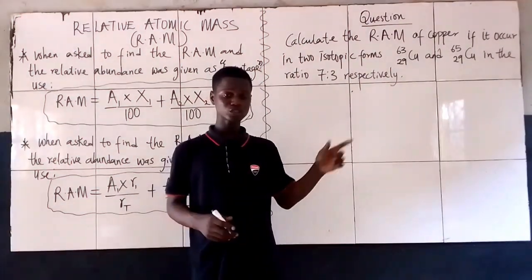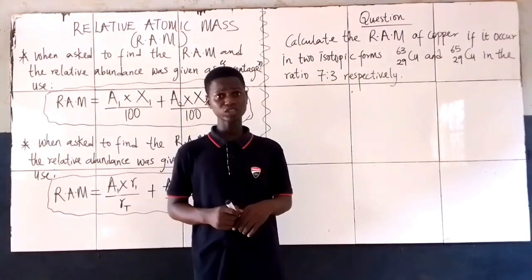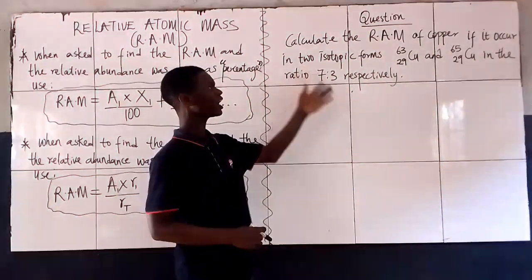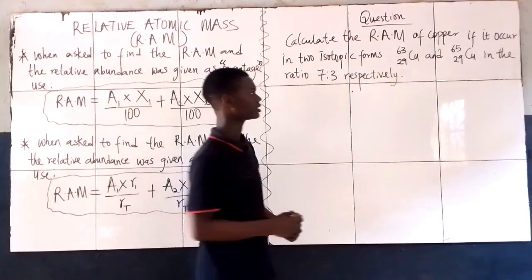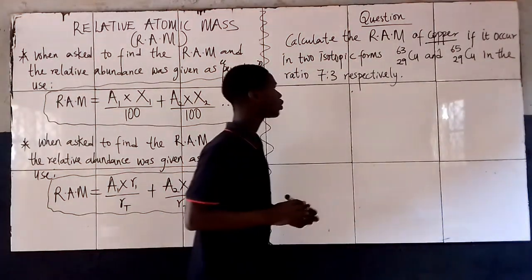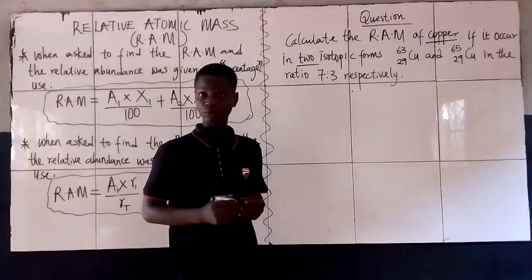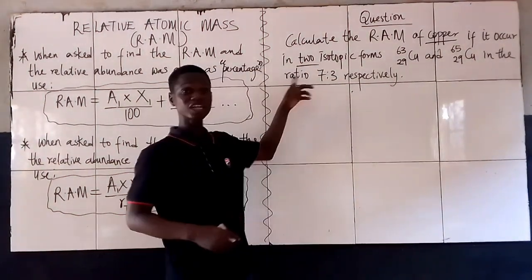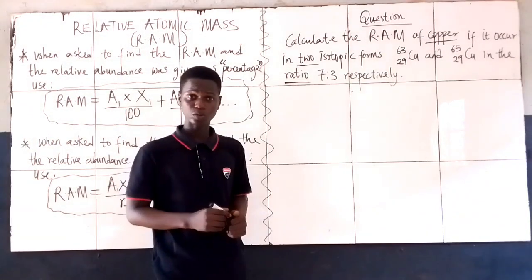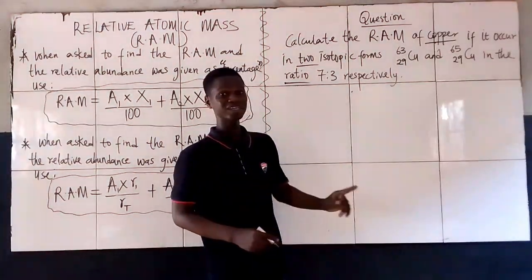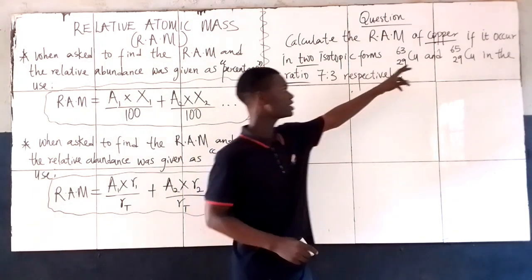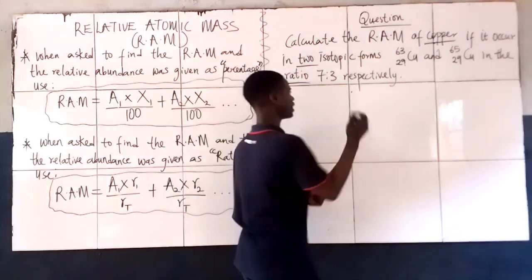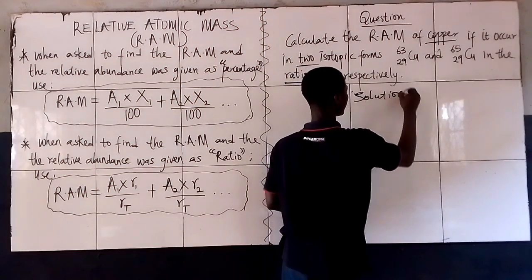Alright, this is the second question we were asked to solve, okay? Now, how do we solve this question? Let's read it together. They said, calculate the relative atomic mass of which element? The answer is what? Copper. If it occurs in two isotopic forms, is it not? They said copper 63 and copper 65, in the ratio, in this case, we are given as what? Ratio. Okay? Ratio 7:3 respectively. That is this to this and this to this. Is it not? So that's for that. Let's get started. Solution. Let's see how this is done, guys.